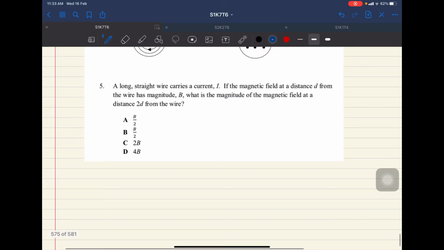In question number 5, a long straight wire carries a current I. If the magnetic field at a distance d from the wire has a magnitude B, what is the magnitude of the magnetic field at a distance 2d from the wire?